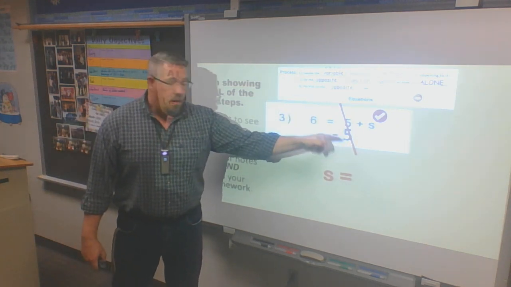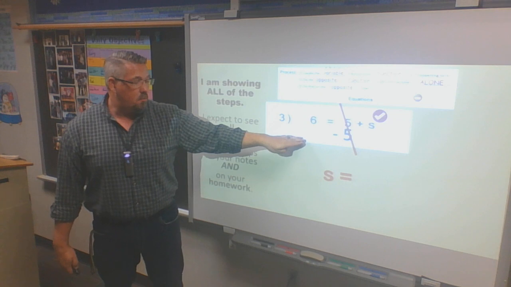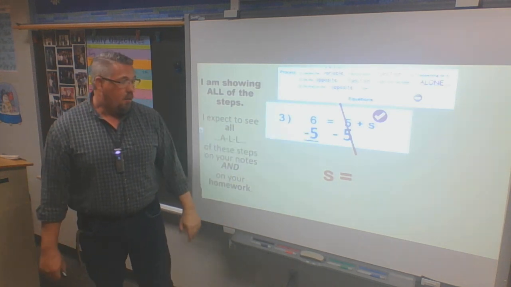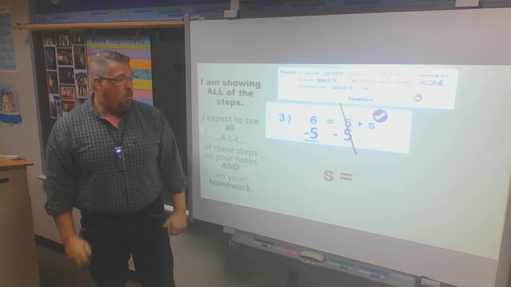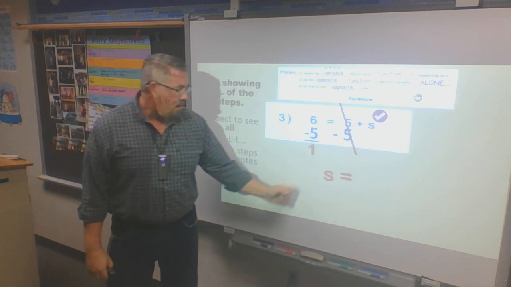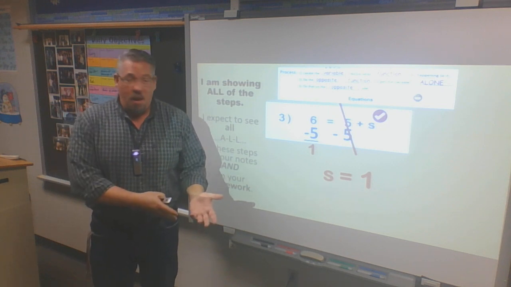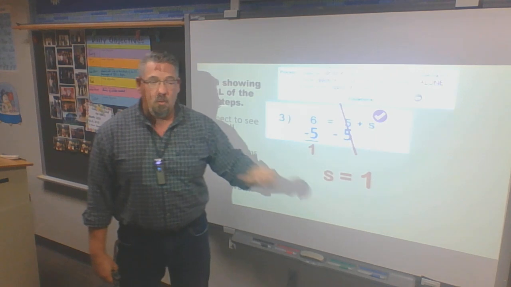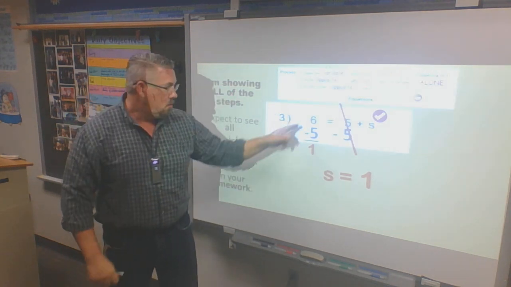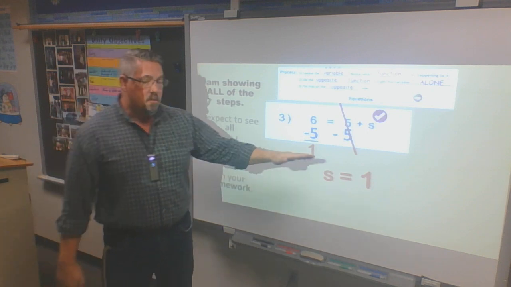But step 3, I'm going to do that on the opposite side. I subtracted 5 there, so I'm going to subtract 5 here. And when I hold up 6 fingers and I take 5 away, I magically have 1 left. So we're saying that s is equal to 1. If I plug that in and I check it, and I have 5 plus 1, what does 5 plus 1 equal? 6 equals 6. I know I have to be correct. s is equal to 1.